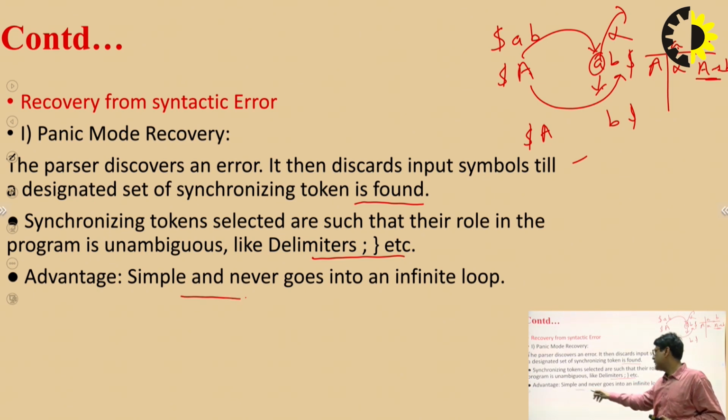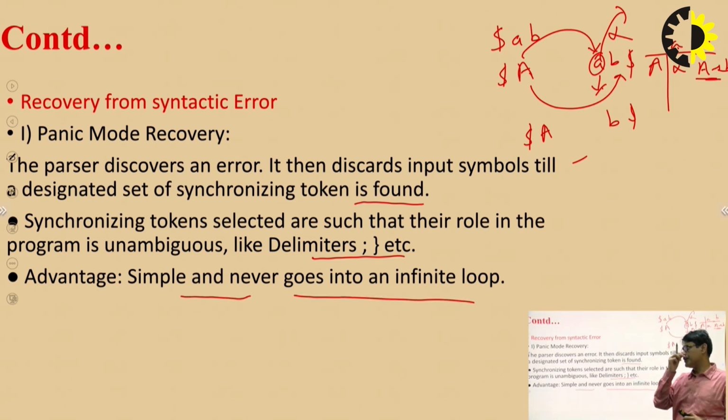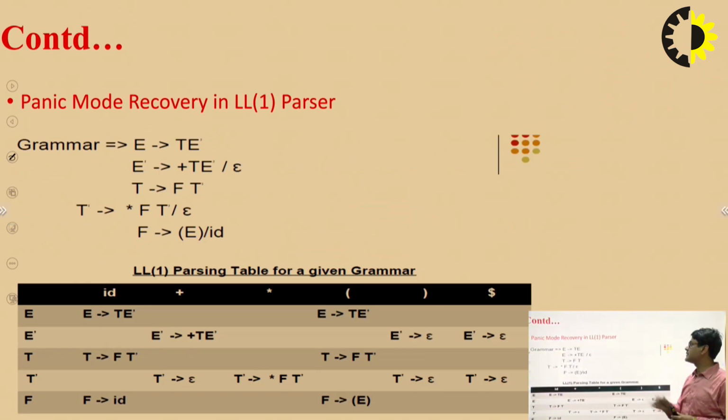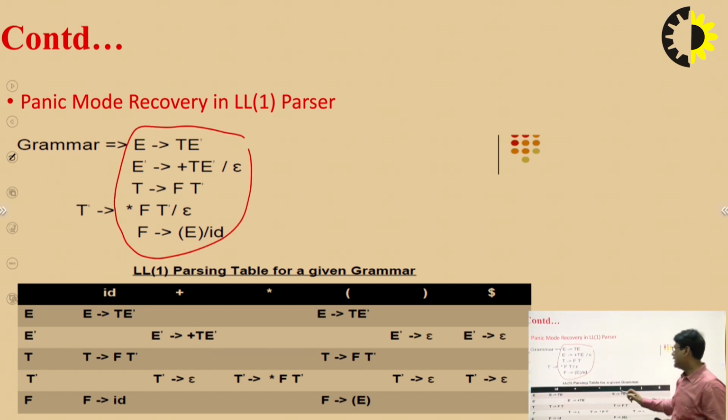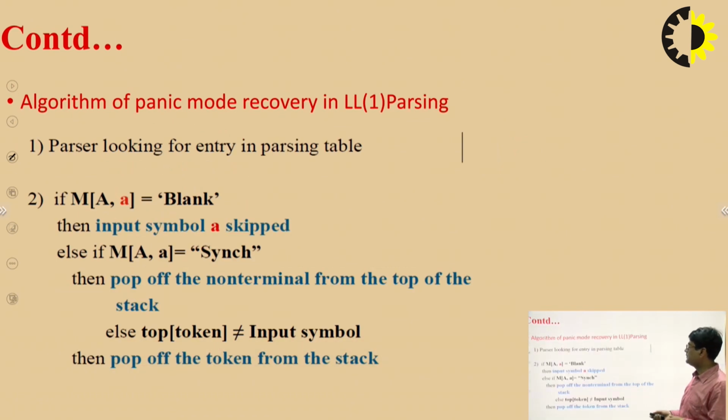It is simple and never goes into an infinite loop, because every time we remove the particular part, making it convenient for matching with the table, and we use the value of the table. So it never goes into an infinite loop. Like that is the example given: E produces T dash, that is a top-down parser. So for panic mode recovery, if you take the LL1 parsing table for a given grammar, you will see that whatever blank places are there, those are basically error entries. Now we will see.